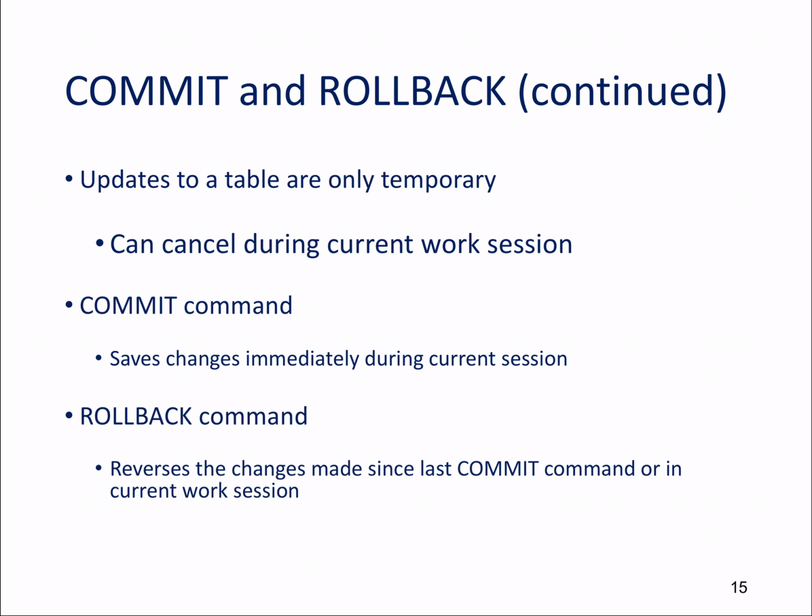If you made the auto commit off, then all the updates inside your transaction will be only temporary. If everything works perfectly, you can just make a commit, and then all the updates will be made permanent, saved to the database. If something happened, you can always do a rollback, so all the changes will be reverted to the last commit command or to the start of the current work session.